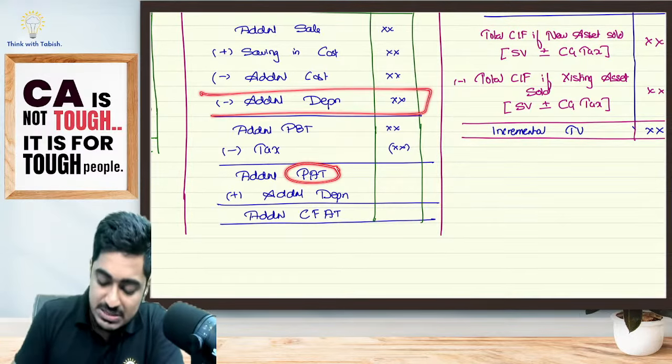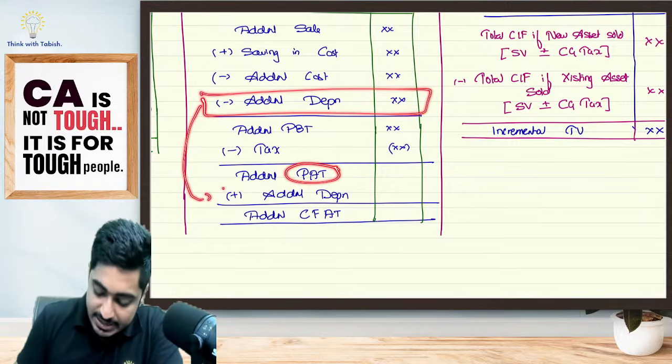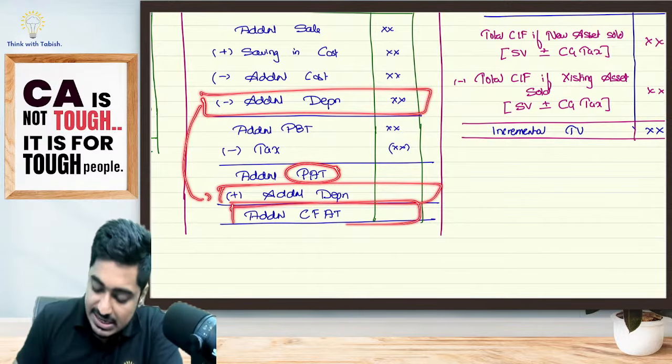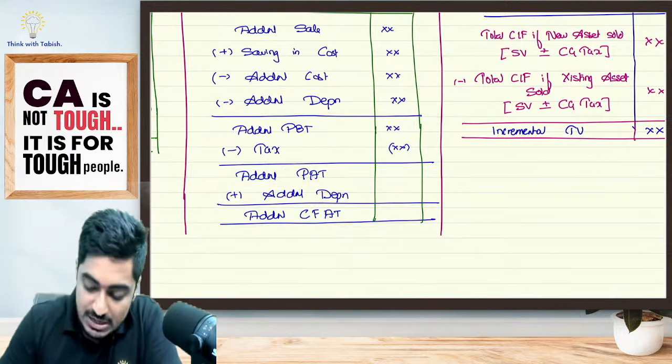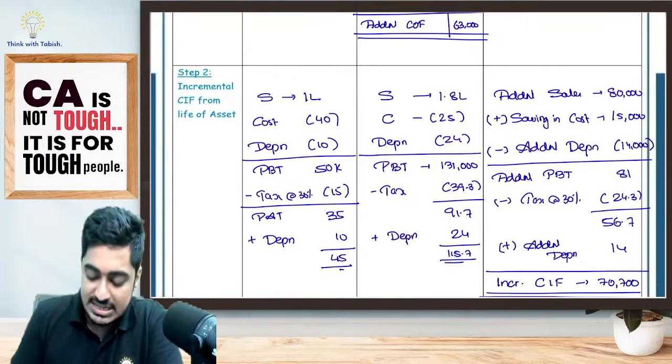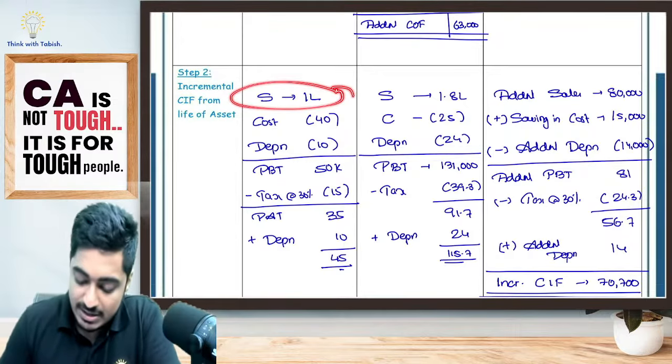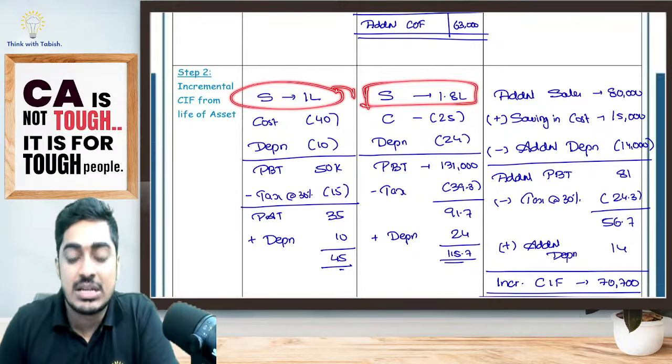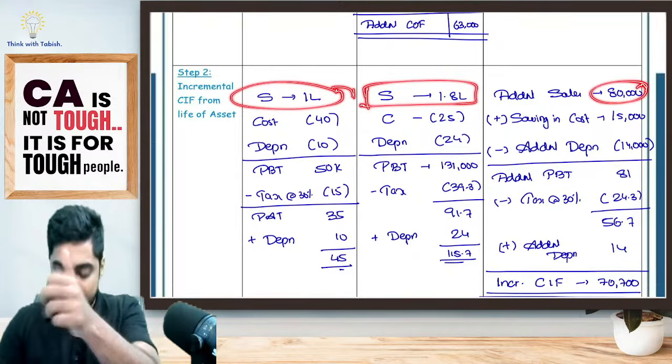Now the additional depreciation was a non-cash item, so I will add it back again. I will get my additional cash flow after tax. Okay, everyone, you can see this using this example. Look at this. Existing asset: I was getting a sale of 1 lakh. New asset: 1 lakh 80,000 I will be getting. That means 80,000 more sale is a benefit.